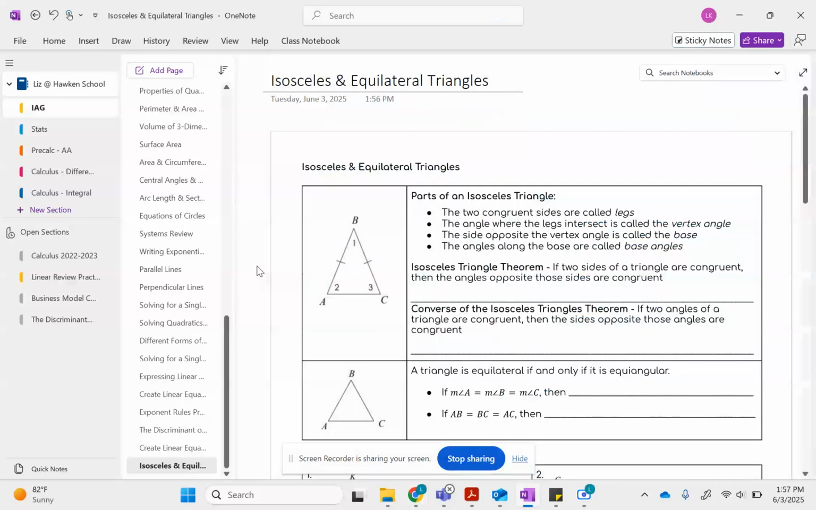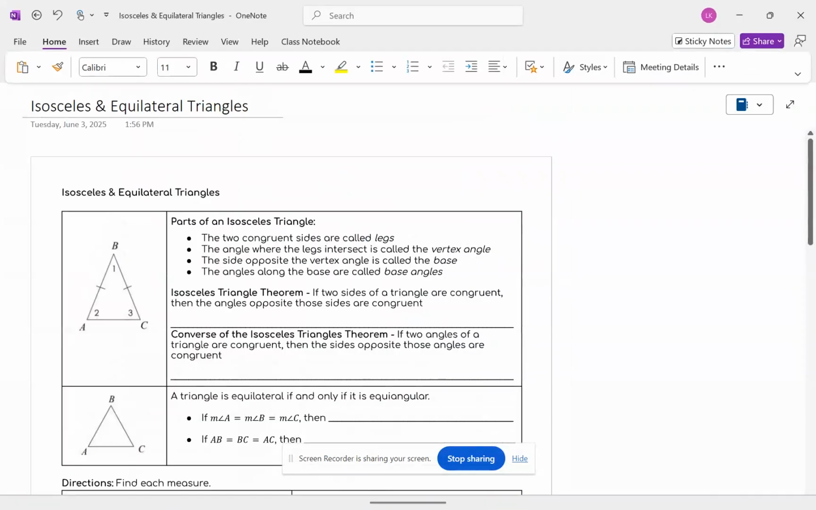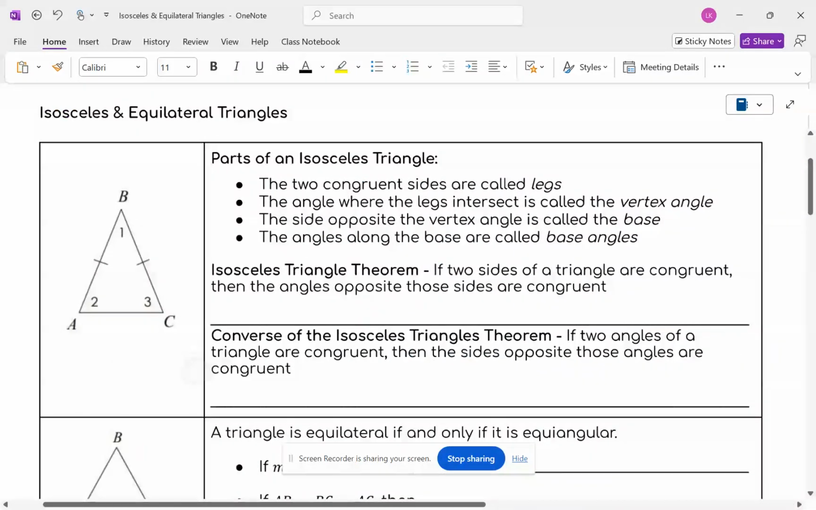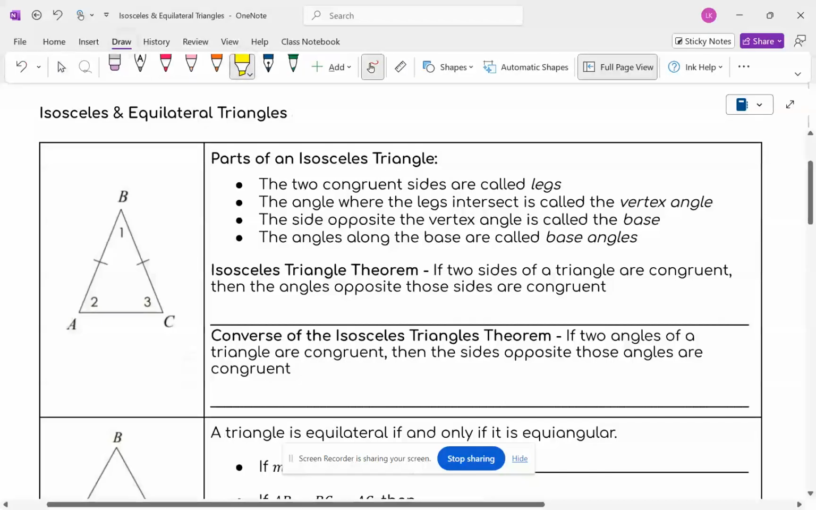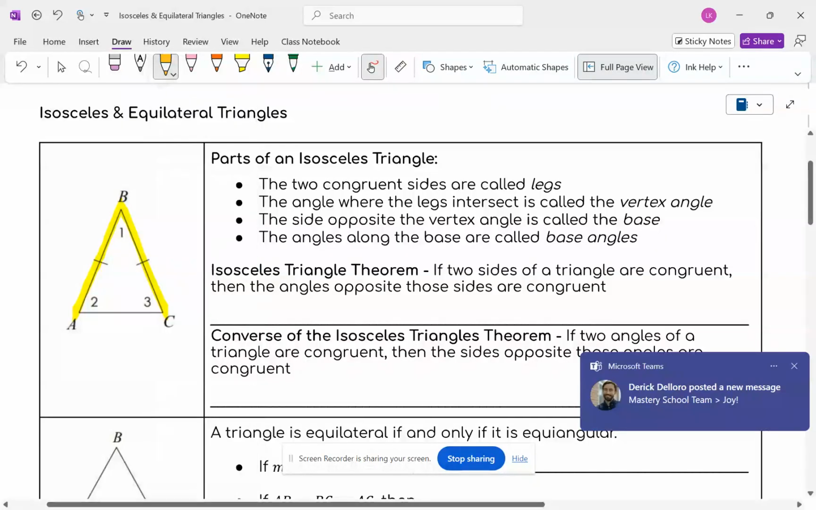Hey guys, today we are going to be talking about isosceles and equilateral triangles and the properties of these triangles. So we're going to start with isosceles triangles. Isosceles triangles have two congruent sides that we call the legs. So here we have BC and AB. So those are your two legs. This is a leg. This is a leg.